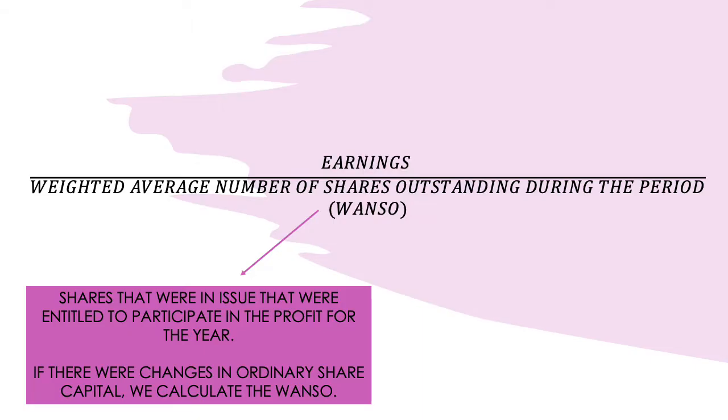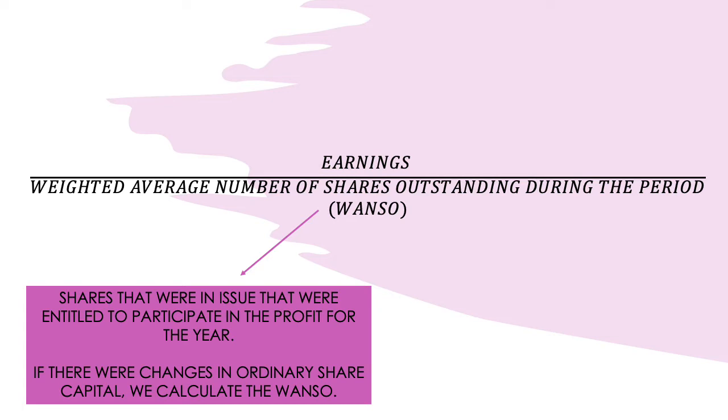Before we get into the nitty-gritty, I would just like to remind you how the basic earnings per ordinary share is calculated. We take the earnings attributable to ordinary equity holders and we divide it by the weighted average number of shares outstanding during the period. Now, as I said yesterday, the denominator is quite a mouthful, so we commonly refer to the weighted average number of shares outstanding as the WANZO.